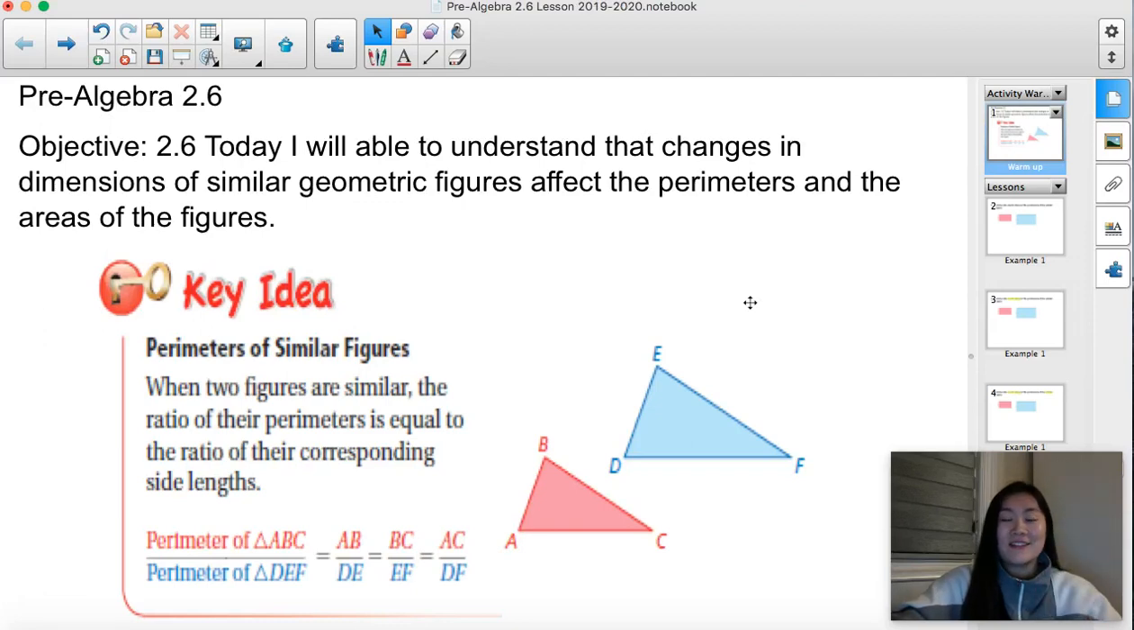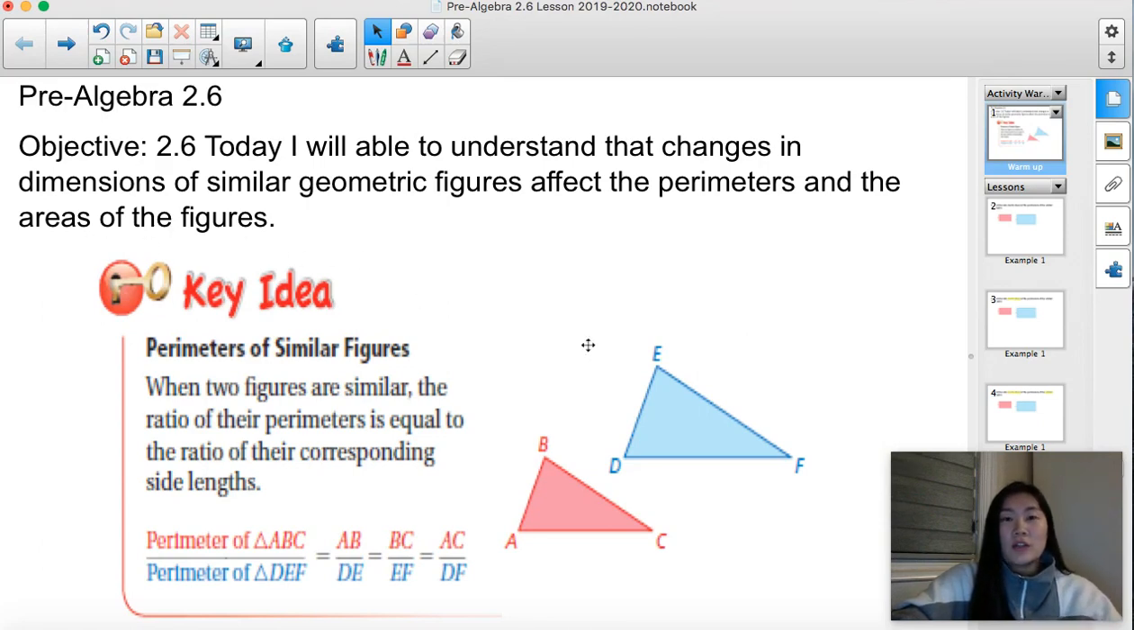Hi guys! So welcome to another lesson, and today you will be able to understand the changes in dimensions such as length and widths of similar geometric figures affect the perimeters all around and then the areas inside if you're trying to fill in of the figures.